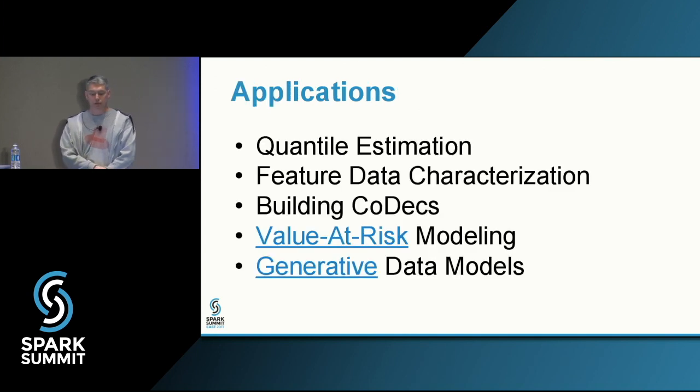There are lots of applications. You can do quantile estimation with them. I'll be showing that in a minute. You can use them to characterize your feature data if you're doing training. You can use them to build codecs. Most encodings leverage distribution information to optimize encoding losses. You can do things like value at risk modeling, which is predicting future returns on stocks. So you can use these to accumulate a sketch of past behavior of your stocks. And if you need to do generative models, you can very easily use these to do that, and I'll show you that in a demo as well.